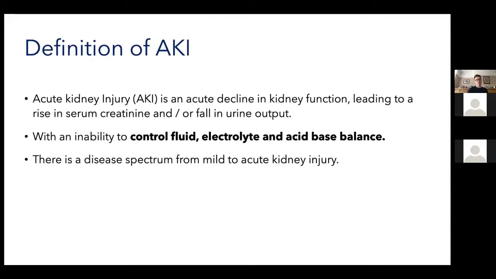This is the definition of AKI. So it's an acute decline in kidney function leading to a rise in serum creatinine or a fall in urine output. And this second line is really key. So when it's dysfunction in disease, you're going to lose control of fluid, electrolyte, and acid-base balance, which will give rise to your symptoms.